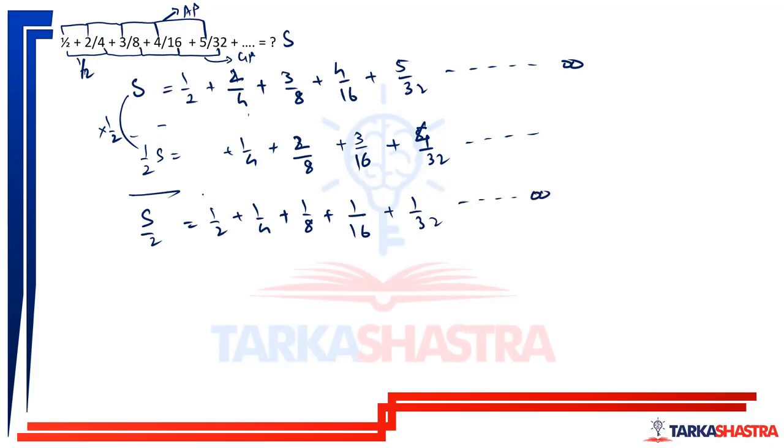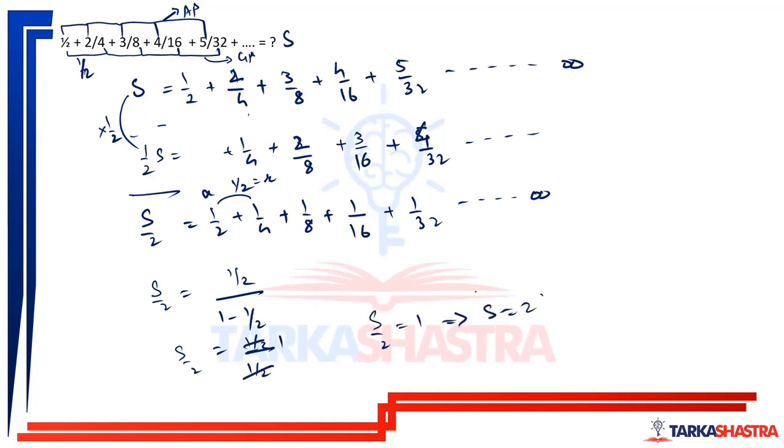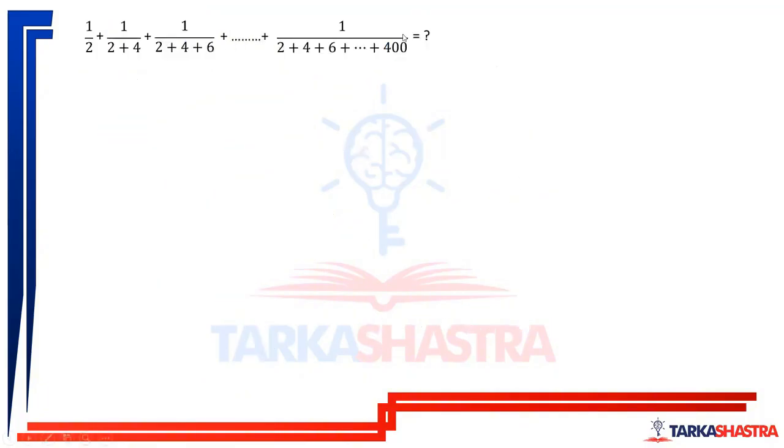Now what you have, this is your a. Your common ratio is 1 by 2. And we have to find out the sum of infinite terms of a geometric progression, which is a upon 1 minus r. So s by 2 is equal to 1 by 2 upon 1 by 2, that is 1. So s by 2 is equal to 1, which gives me s is equal to 2. Okay, so the sum of this infinite AGP will be equal to 2. Moving forward.